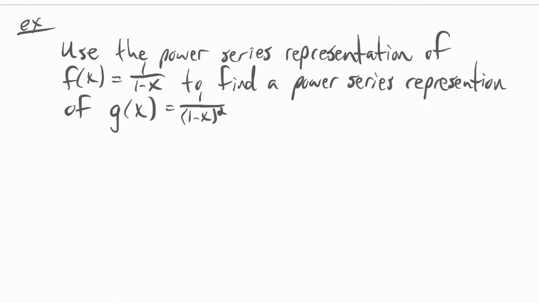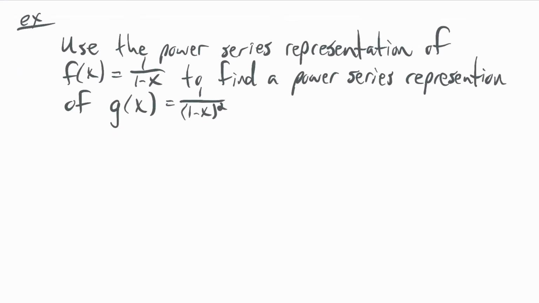So we're going to use the power series representation of f of x equals 1 over 1 minus x to find a power series representation of g of x equals 1 over 1 minus x squared. We could probably try to separate this using a partial fraction decomposition. Maybe we could treat this as a product of two power series. That would probably work. But let's make this a little bit easier for ourselves and just use the fact that this is the derivative of this, right?